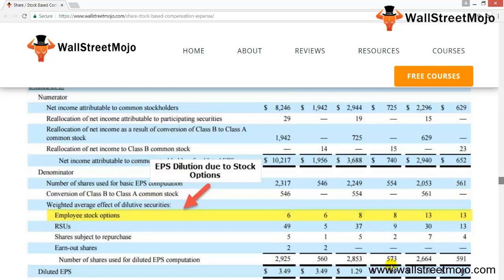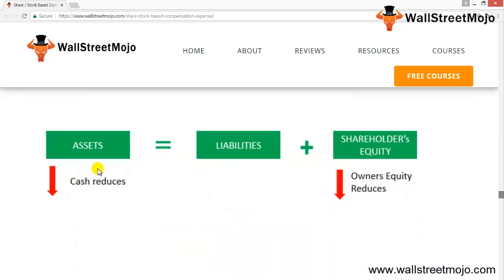Got it? Now, let's see the impact on the balance sheet. See, there are several ways a company can compensate its stock option holders. Here, we'll consider two ways for explanation purposes. First, the company can pay the difference between the predetermined price and the price at the date of the exercise. That is, in case of your assets, your cash will go down, right? And your shareholders' equity will again go down.